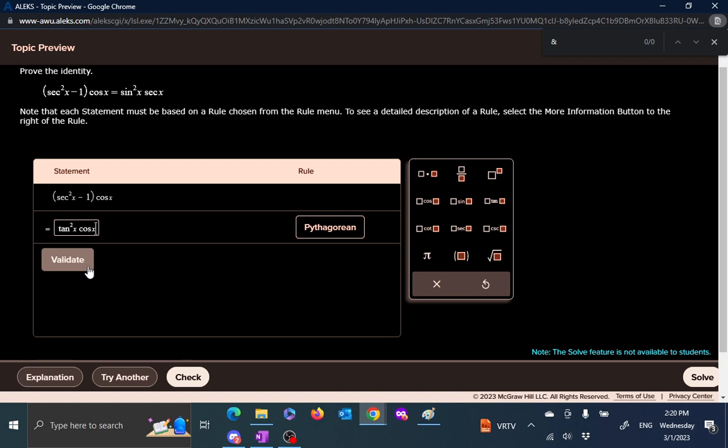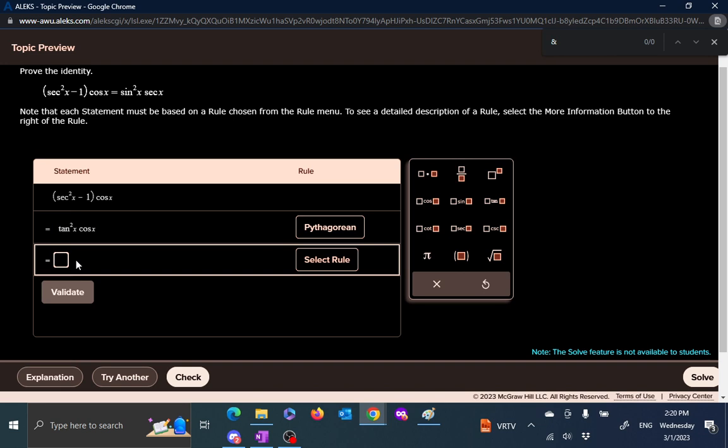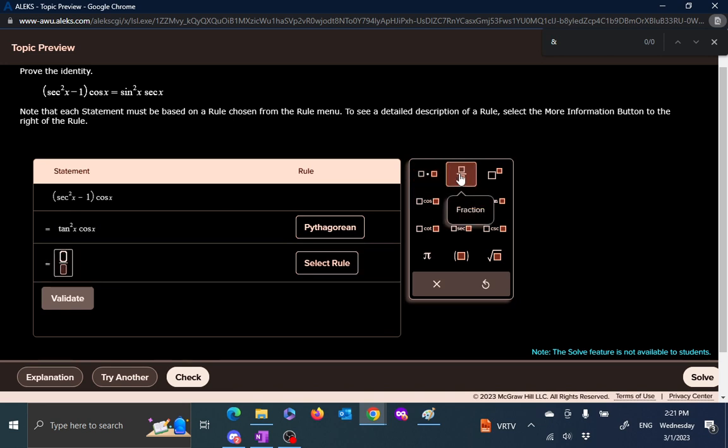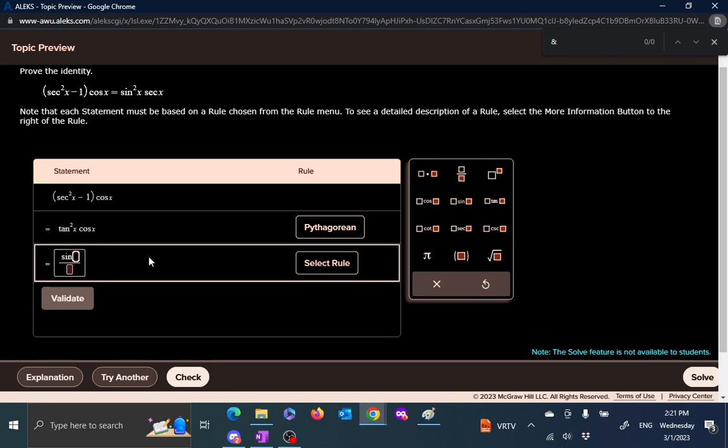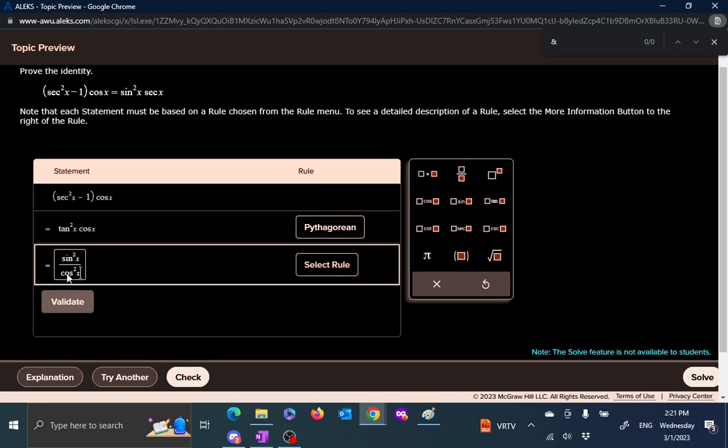So it's a bit like traveling into a maze and trying various activities to see what you get. So tangent square, what is that? I have a fraction: in the numerator I have sine square of x, and in the denominator I have cosine square of x, and then I have cosine of x.